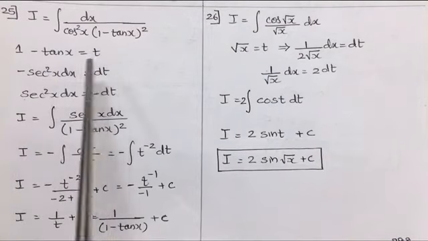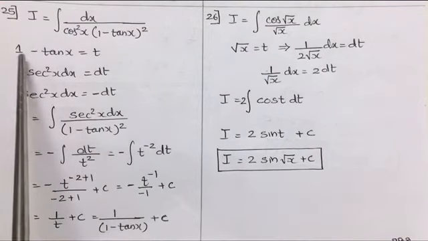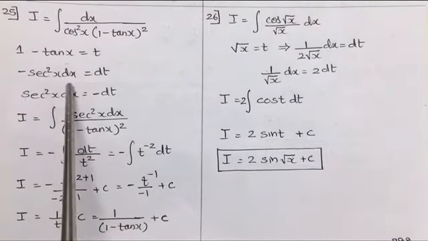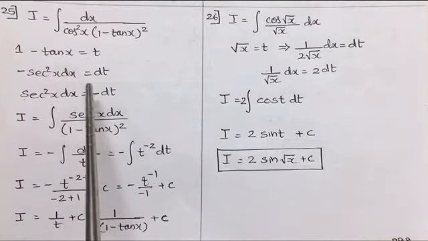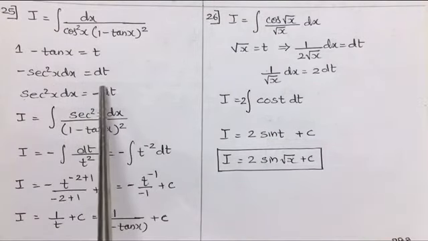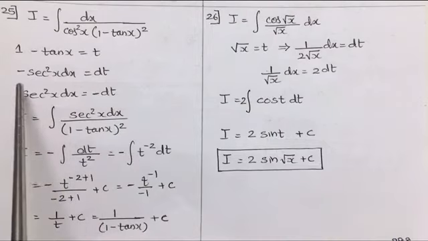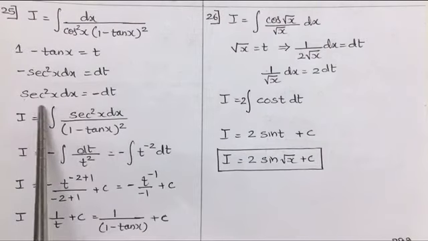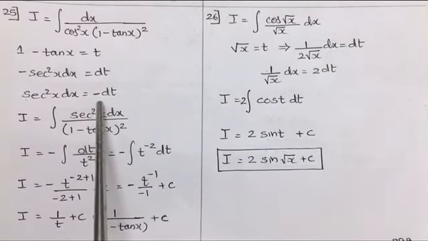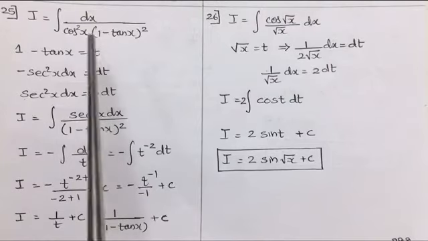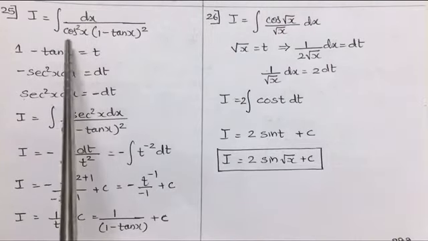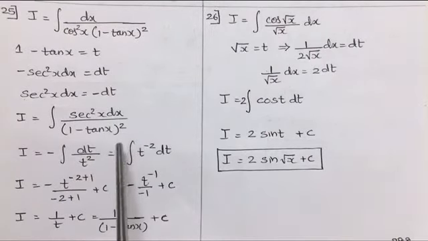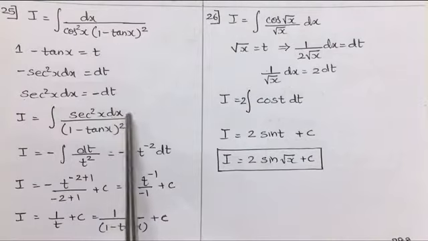Now differentiating both sides, we get differentiation of 1 as 0. So minus sec square x dx, the derivative of tan x, is equal to dt. Now taking this negative sign to the other side, we get sec square x dx is equal to minus dt. Now expressing 1 upon cos square x as sec square x dx upon 1 minus tan x whole square, the substitution will become easier.